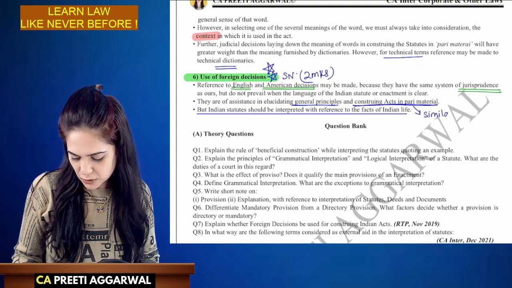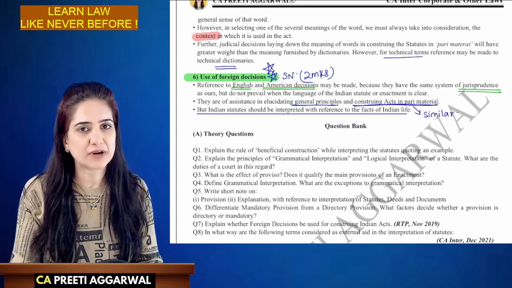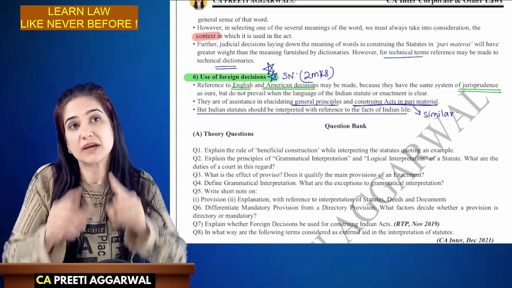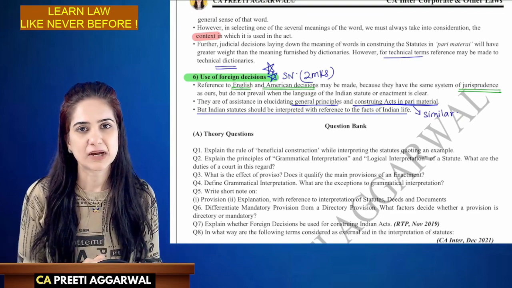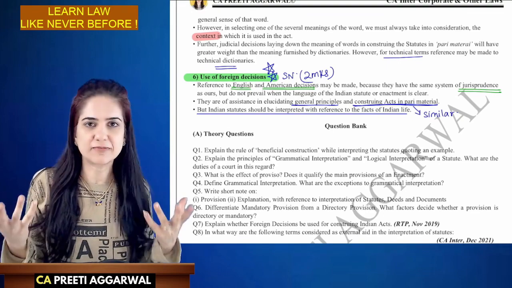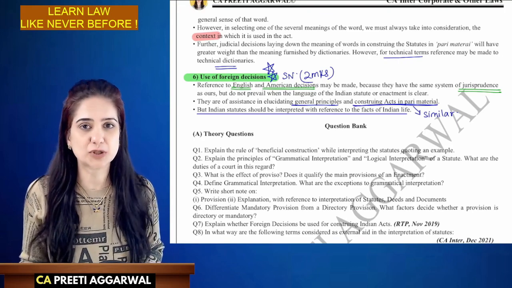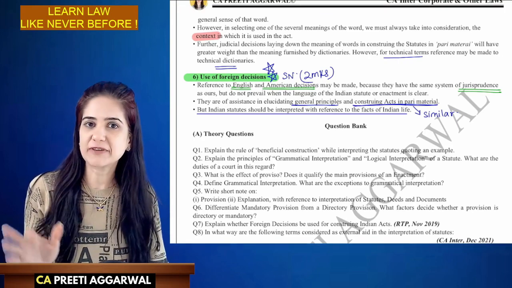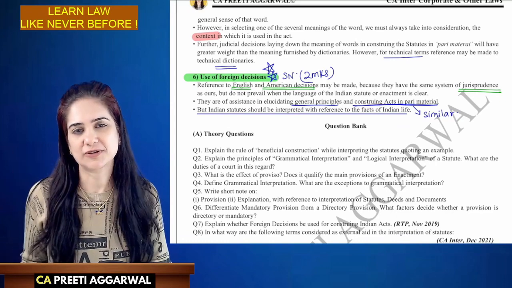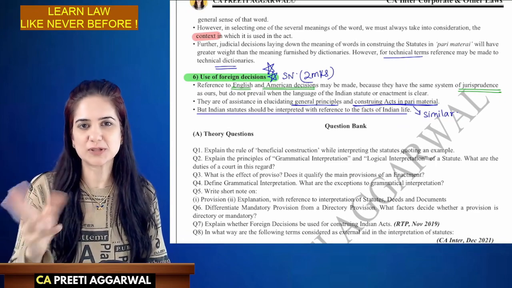Like today also, if nothing is given in the Contract Act, we still refer the English Contract Act. Because anyways, that time the Britishers were present. So Contract Act is very much based on the English Contract Act. So even today, if nothing is given, we refer the English Contract Act. They have the same jurisprudence.